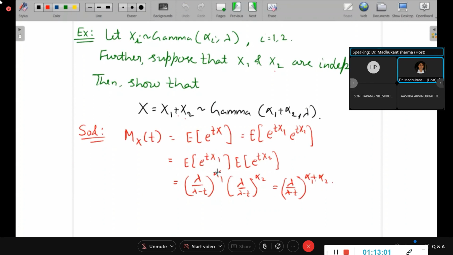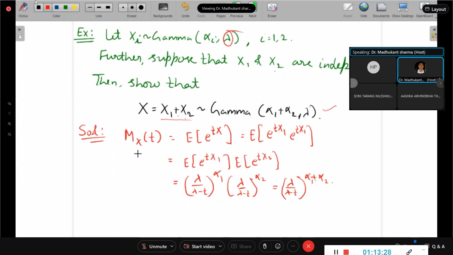Now what will happen if you take two gamma distributed random variables? In a similar fashion, the sum of two independent gamma distributed random variables, where the second parameter lambda remains fixed and only alpha varies, will again lead to a gamma distribution.